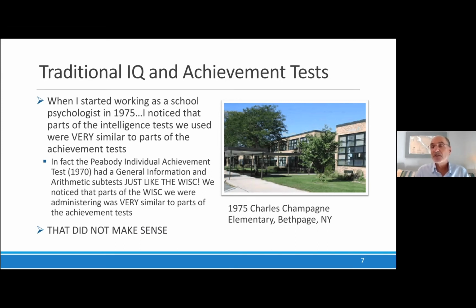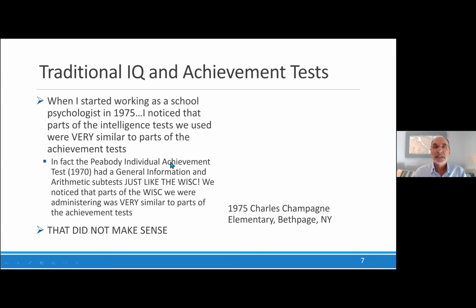There was an information subtest on the WISC. There was an information subtest on the Peabody Individual Achievement Test. There was a vocabulary test in both places. Sometimes the questions were virtually identical. It didn't make any sense to me, but I didn't know enough to say, it's not that it didn't make any sense. What I should have been saying is it's wrong. I say that today. It's wrong. I'm going to explain that some more.